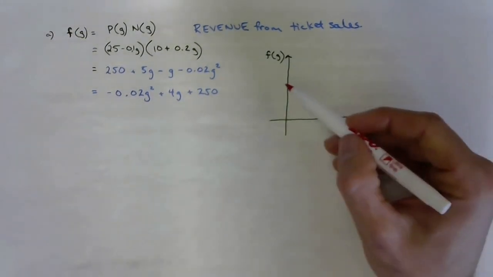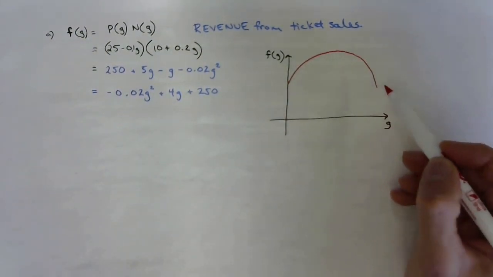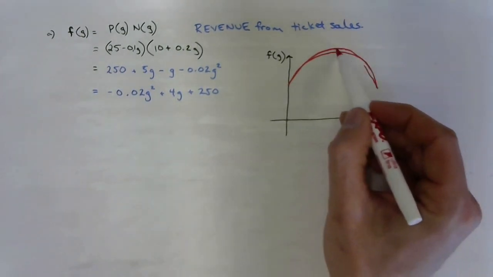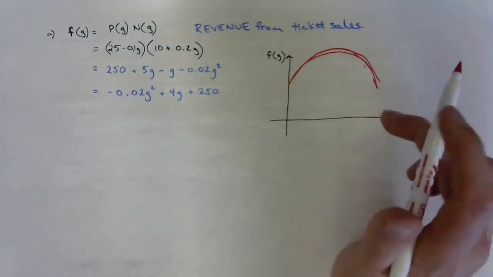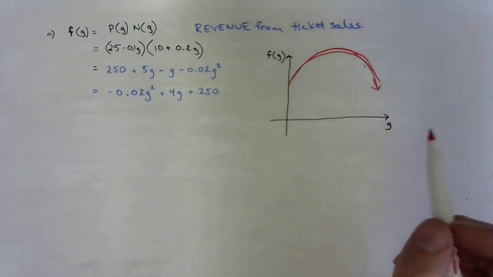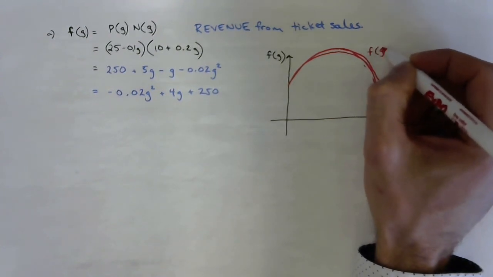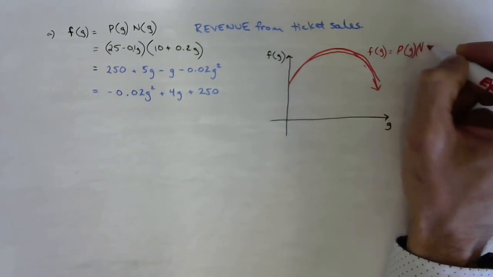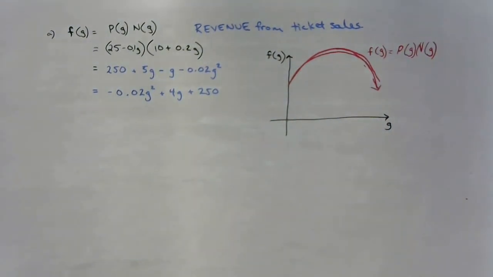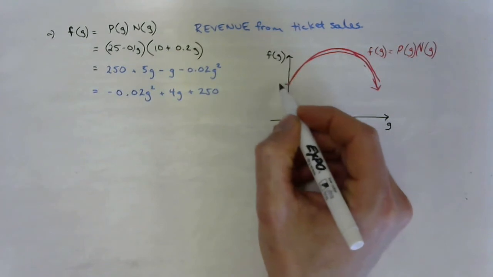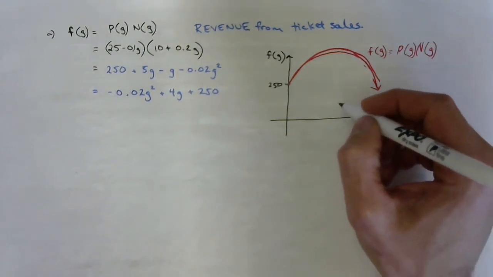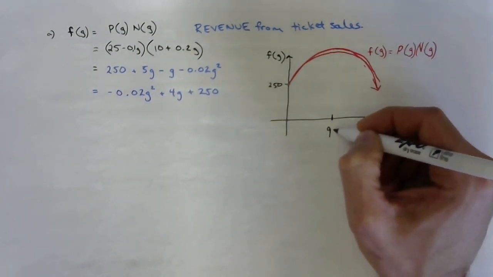It's going to look something like... make it look a bit more parabola-y. And I'm just making a mess of it. That is f of g, which is the product of p of g times n of g. And we know some of the values. We know this is 250. And I'll just give you some of the other ones. The vertex happens at 90 games.